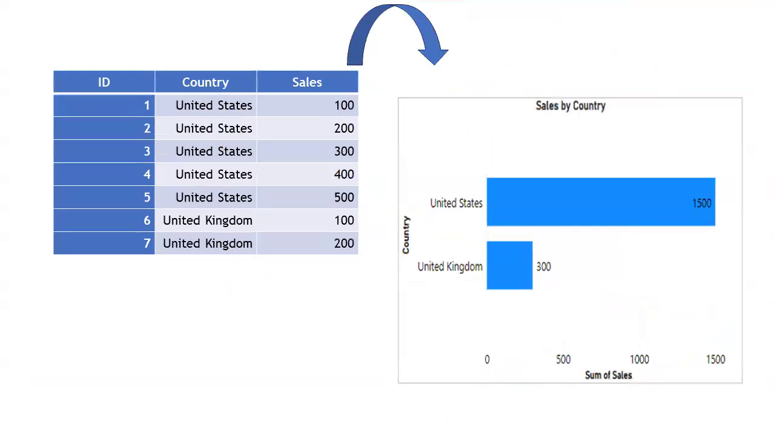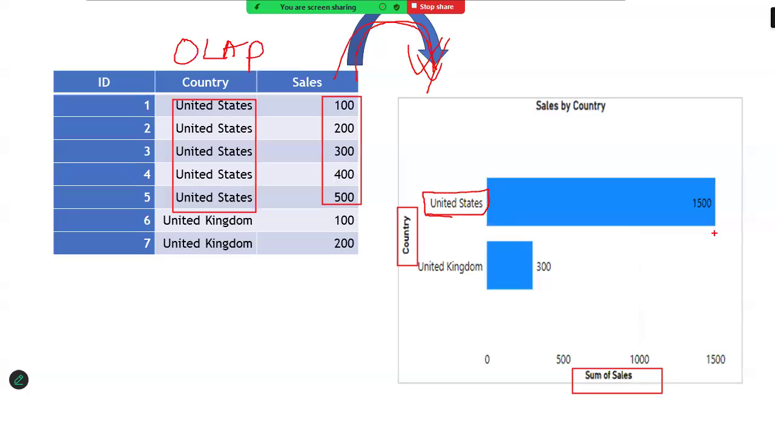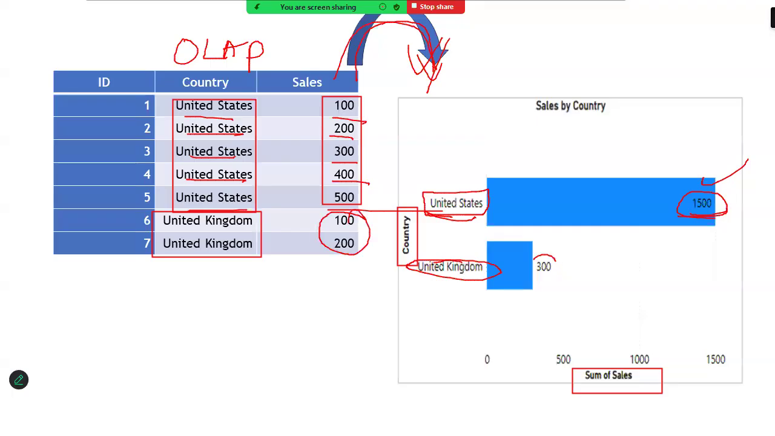When I go to the next slide, this is OLAP, guys. I try to create this report on OLAP. The same country-wise sales I'm showing. When I show the same country-wise sales here, it will group all the United States as one value, and it will sum all the sales values and show it here. So the five United States entries, I group into one, and when it sums these numbers, it comes to 1500. It will group United Kingdom as one value, and 100 plus 200 is 300.